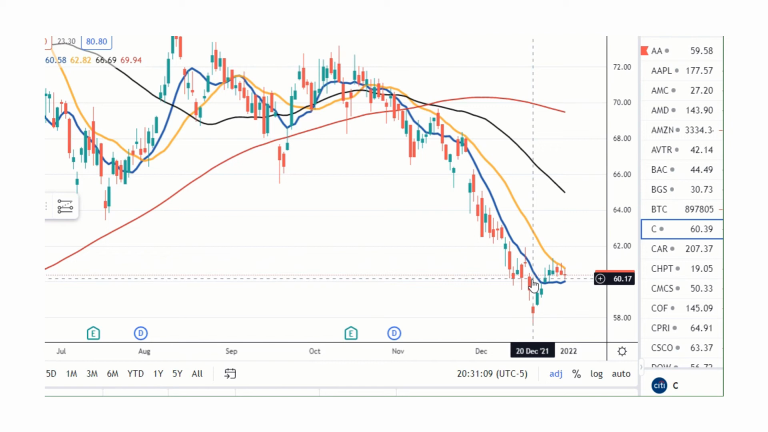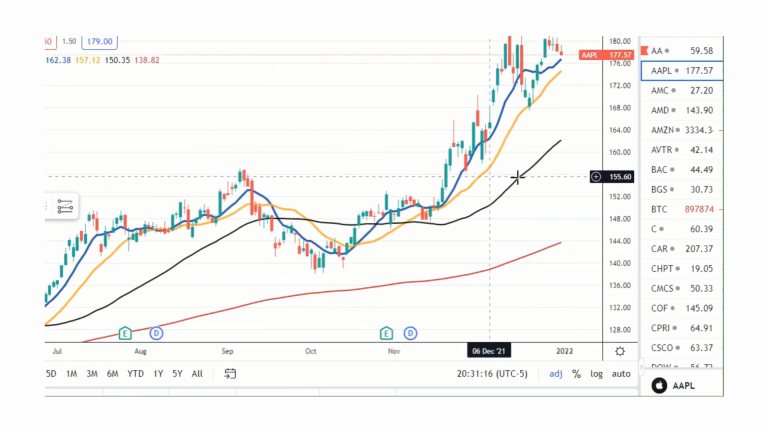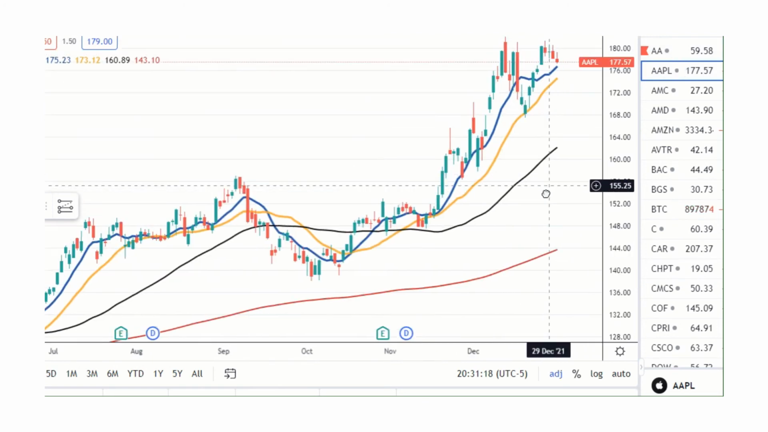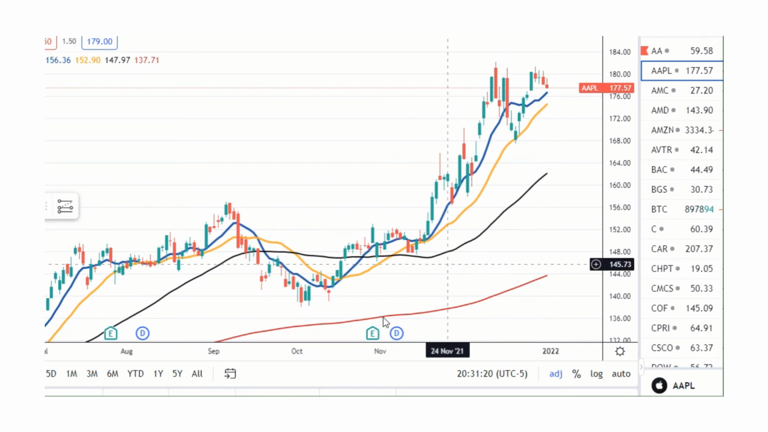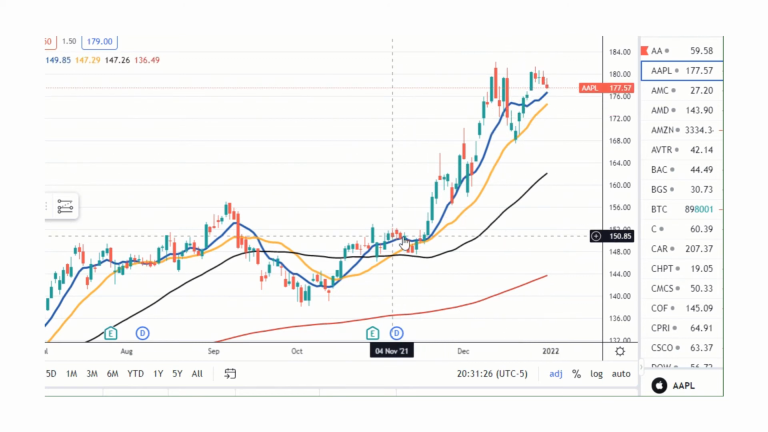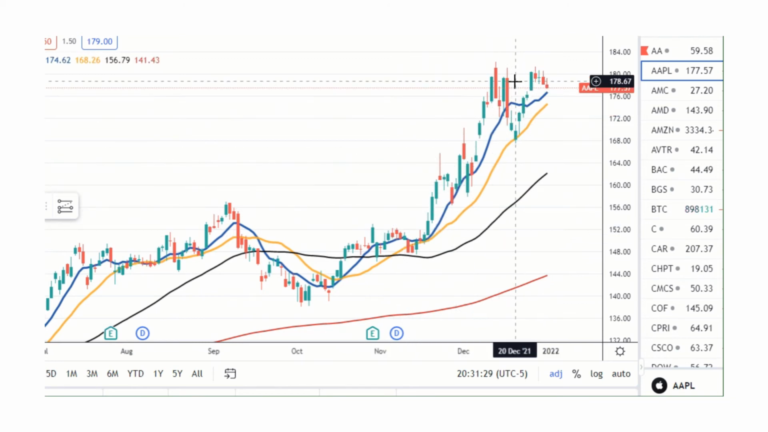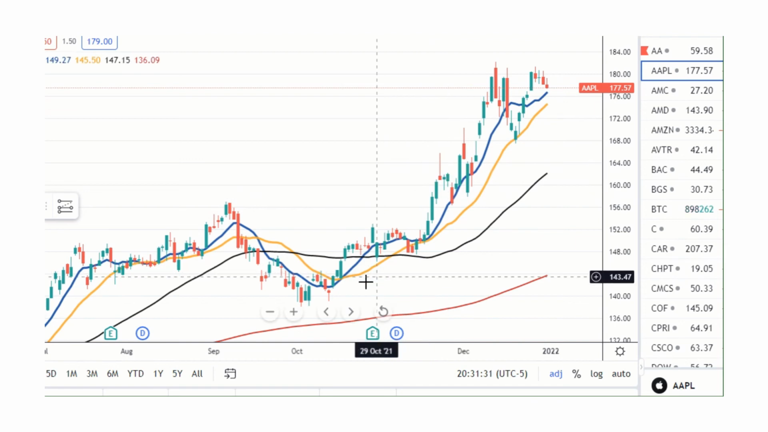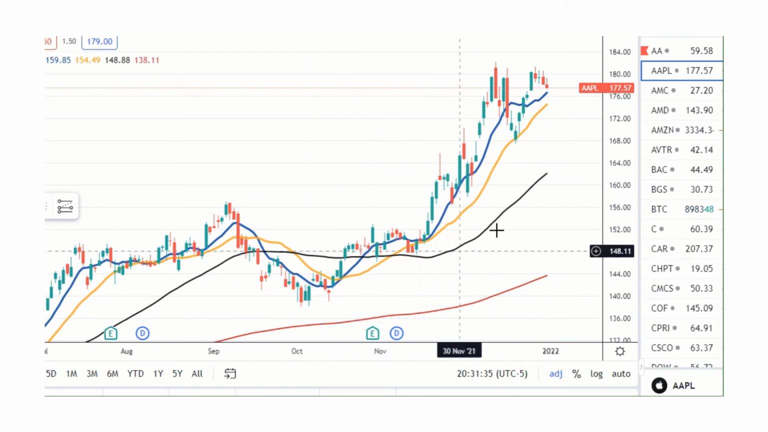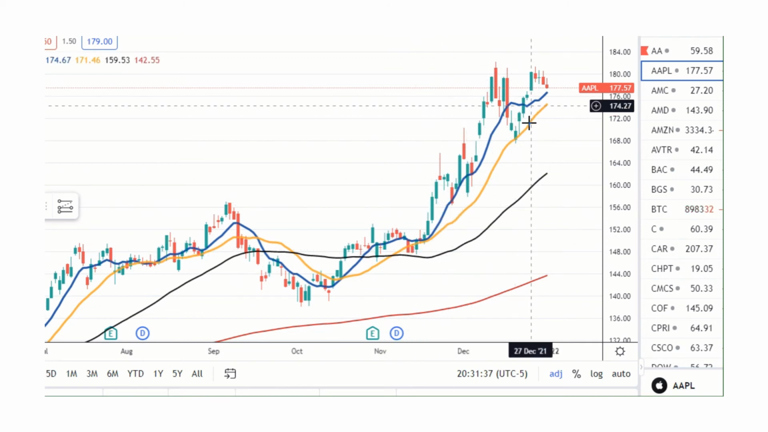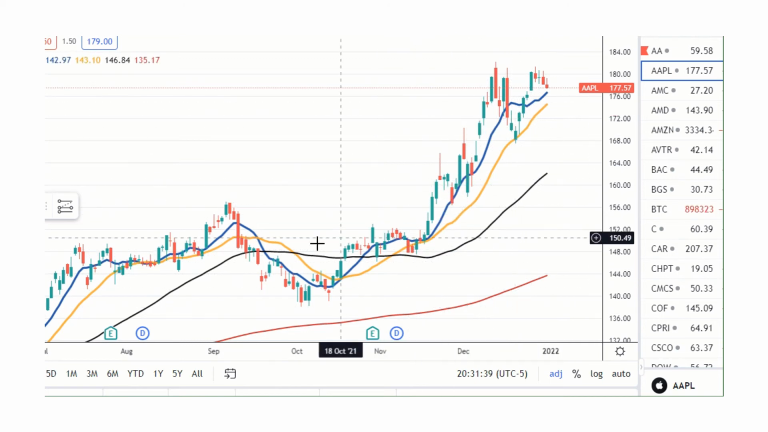Okay, so let's look at another chart. Let's look at Apple. And Apple here is going in an uptrend, and you can tell because all the indicators are below the stock price. So you've got the stock price over here. That's the stock, and all your indicators are below. You've got the 200 indicator, you've got the 50, the 20, and the 9. They're all below the stock.